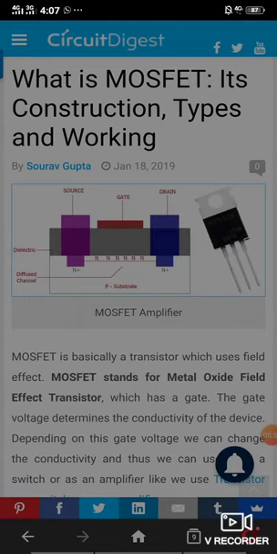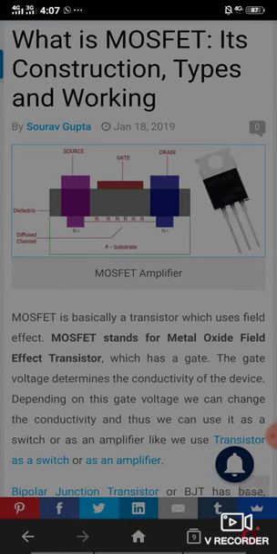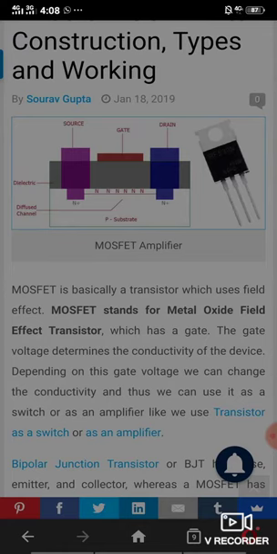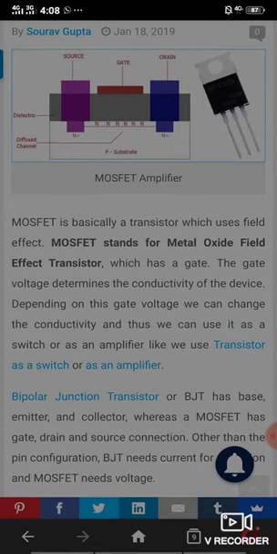MOSFET is basically a transistor which uses the field effect. MOSFET is a metal oxide field effect transistor which has a gate. The gate voltage determines the conductivity of the device. Depending on this gate voltage, we can change the conductivity, and thus we can use it as a switch or as an amplifier, like we use a bipolar junction transistor, BJT, as a switch or as an amplifier.